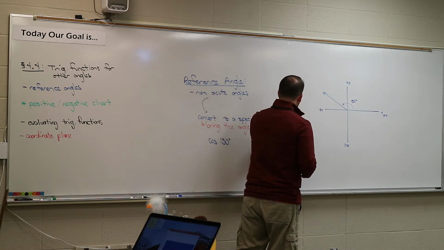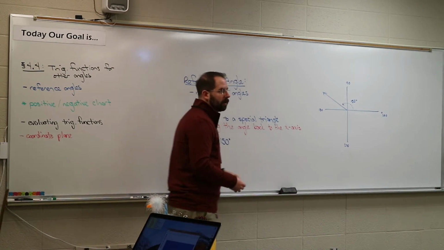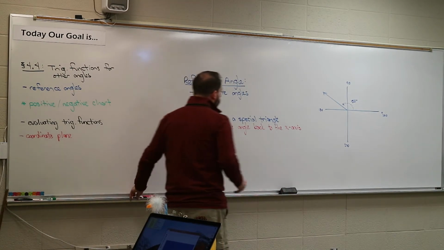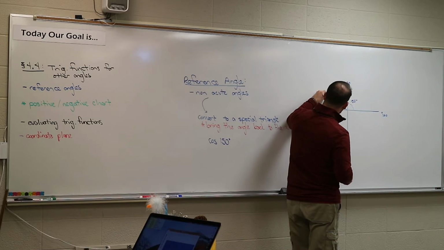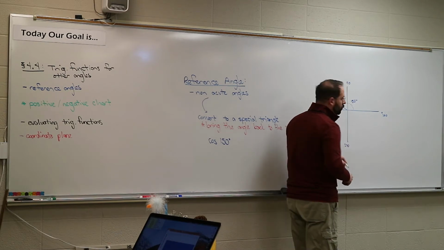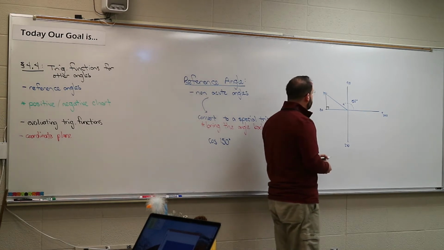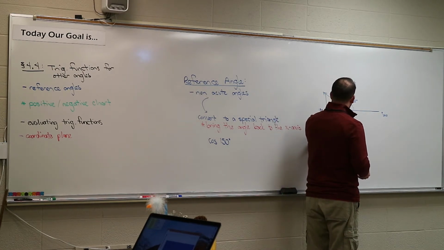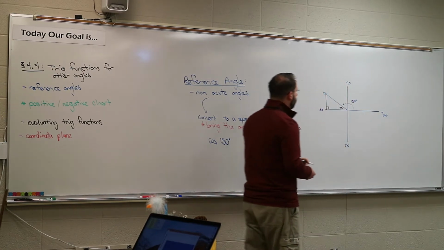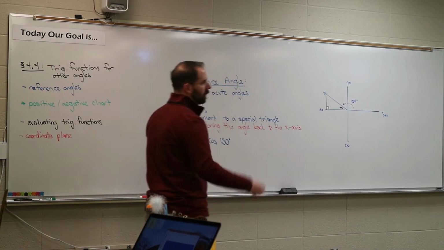And it has to be the closest x-axis that you're near. So in our case, we're going to bring this thing straight down, and we're going to make a right triangle out of it. That's how you make a reference angle. And the reference angle in question is this one. I'll use alpha as my angle, and that angle is the reference angle.